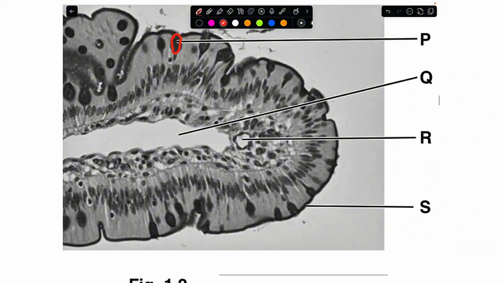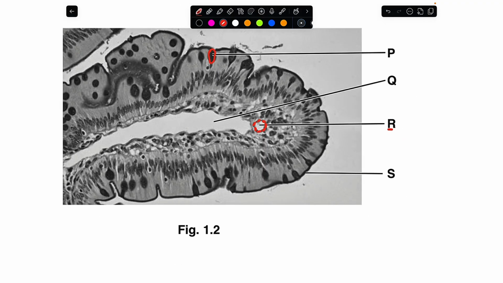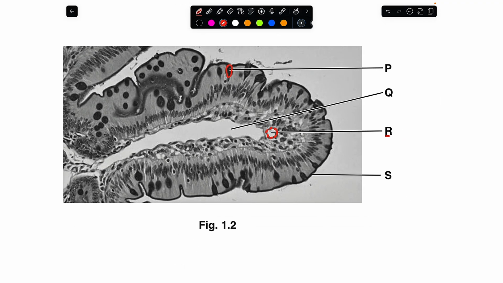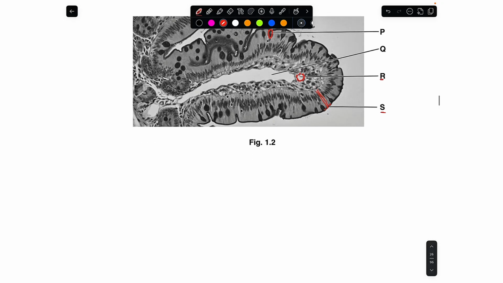And this one, indicated by the letter R, is a very thin layered structure, so this is a blood capillary. If you look at these cells here, they are the epithelial cells of the villi, and these tiny projections on top of the epithelial cells are the microvilli. Okay, so this was the elaboration of the diagram.